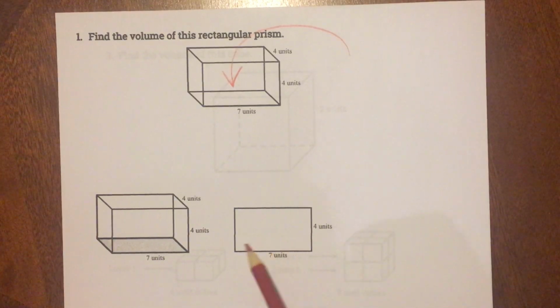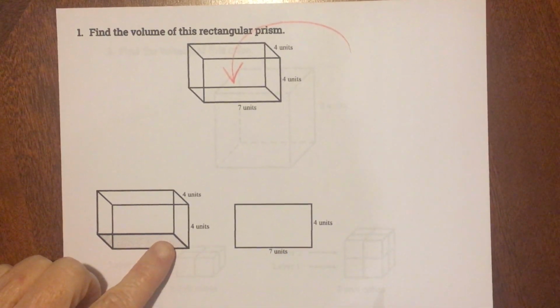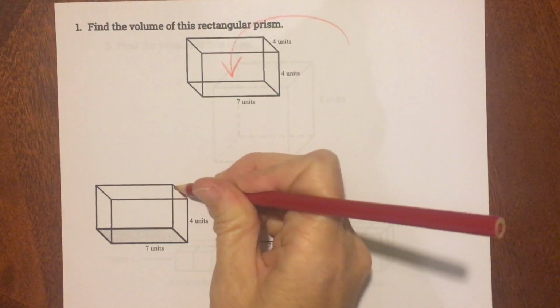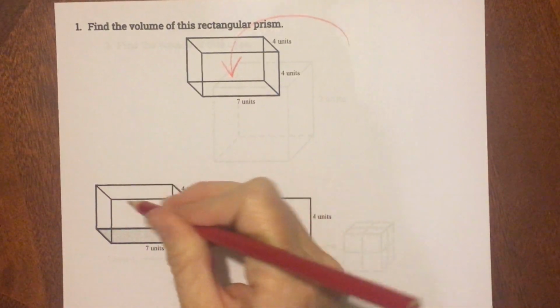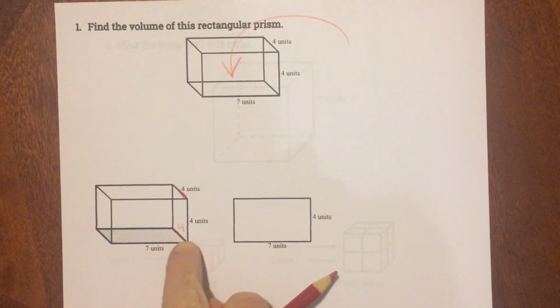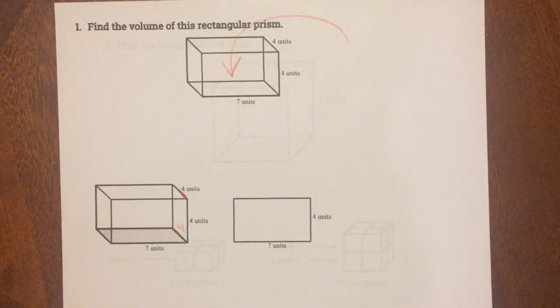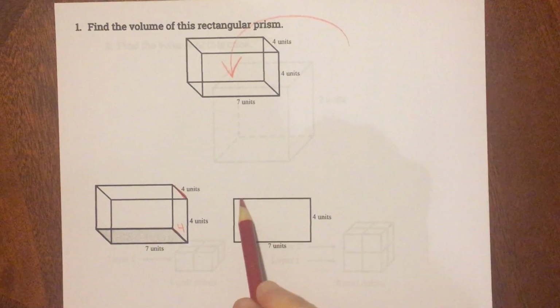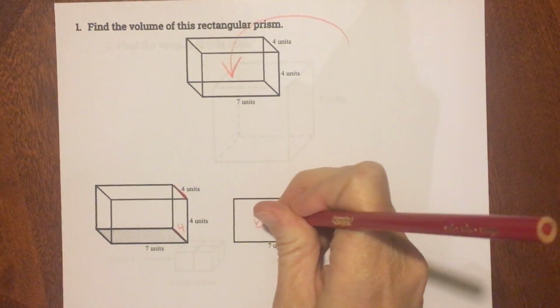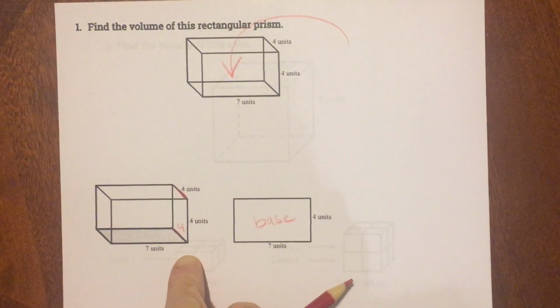Right here, I just drew it flat for you. So here's the 7, and then here's the 4. Now they don't have a 4 there, but if you think about this being a box, if this is 4 on this side, and that's the top, the bottom would have to be 4 there too, because on a box, the top and the bottom are the same. So this is just the bottom of my box, which we call our base.